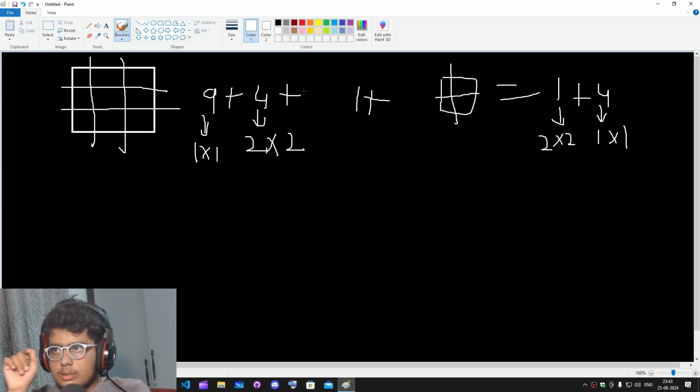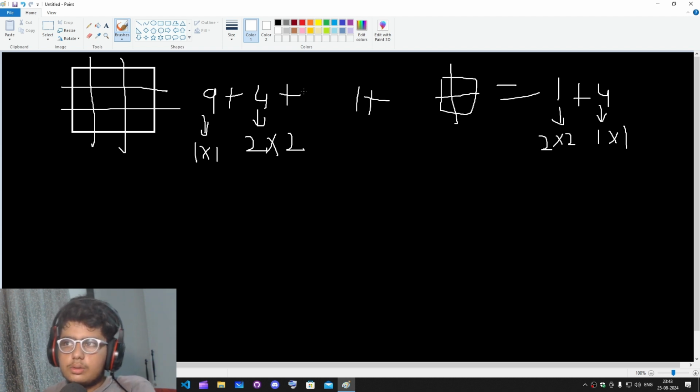I started just making it simple. I just started breaking it into parts. In maths, if you want to learn anything, just break it into small parts. So 3 into 3 is 1, so 9 plus 4 plus 1 is 14. So here we got our 14.